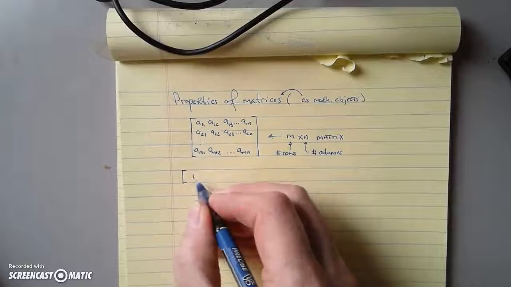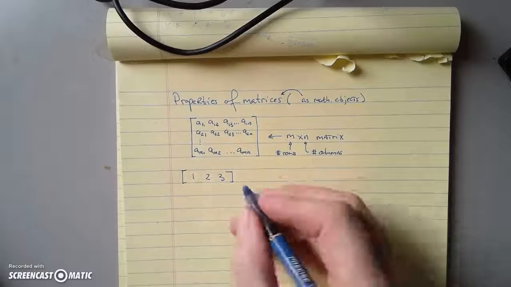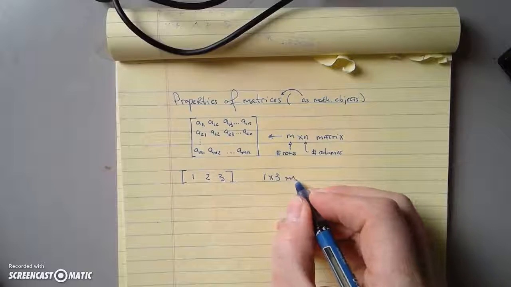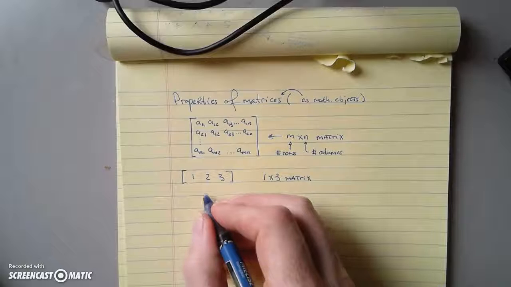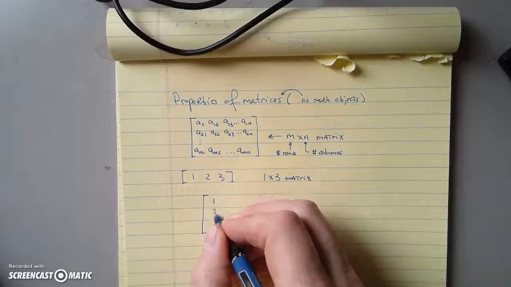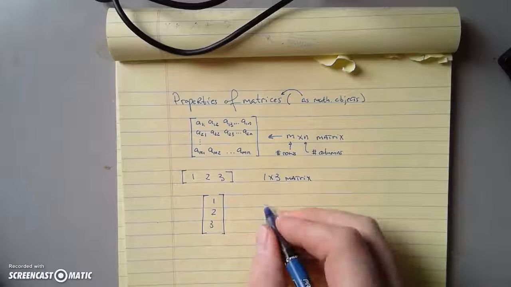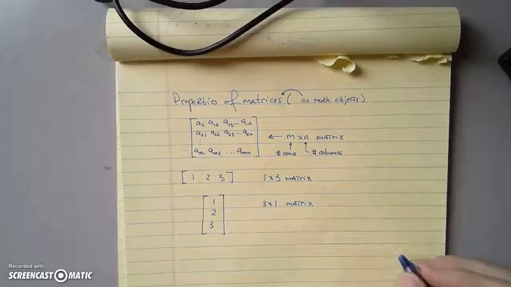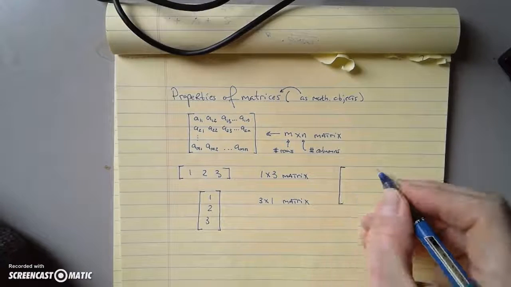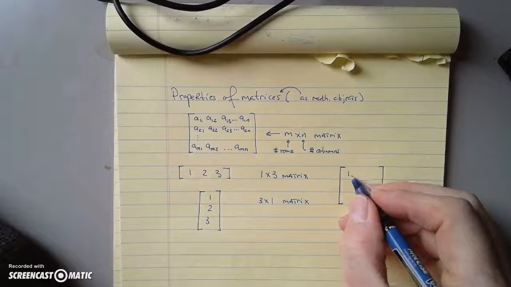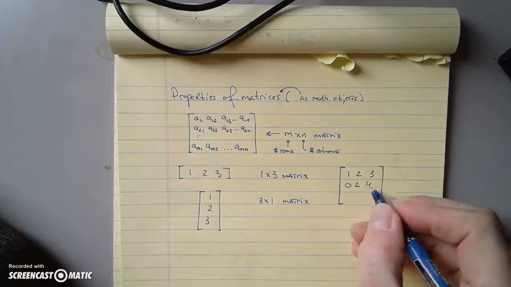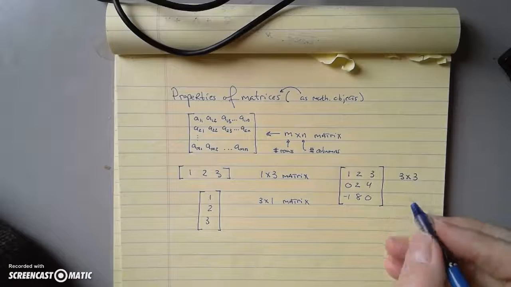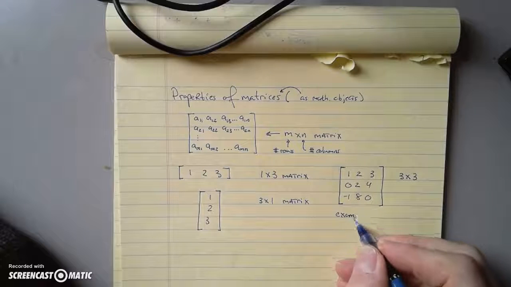In fact, they can be rows. You can have 1, 2, 3. This is a matrix. It's a 1 by 3 matrix. You could have this kind of matrix, a column. This is a 3 by 1 matrix. If a matrix does have the same number of rows as columns, it's called square. So 1, 2, 3, 0, 2, 4, negative 1, 8, 0. This is a 3 by 3. This is an example of a square matrix.